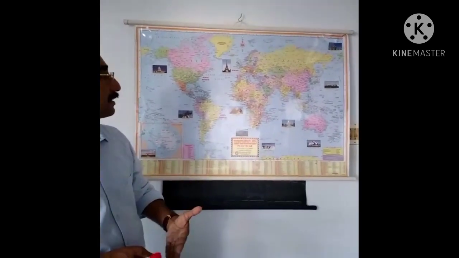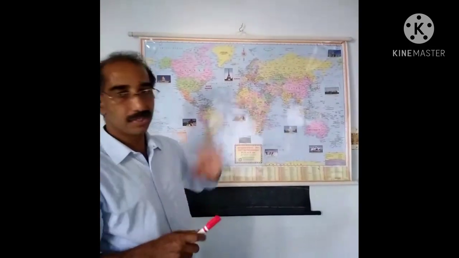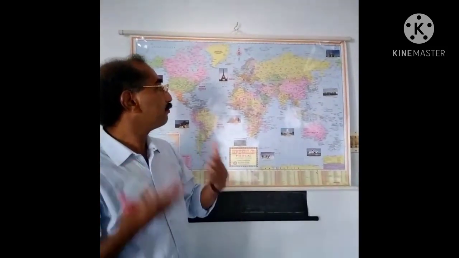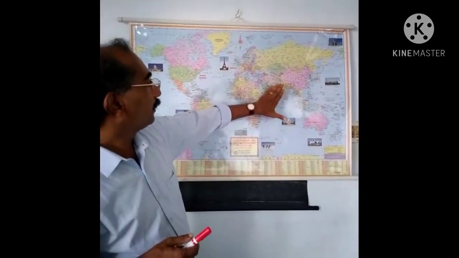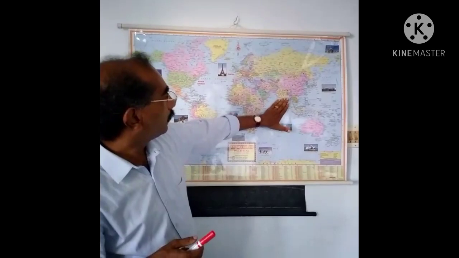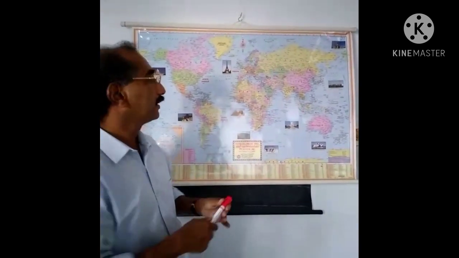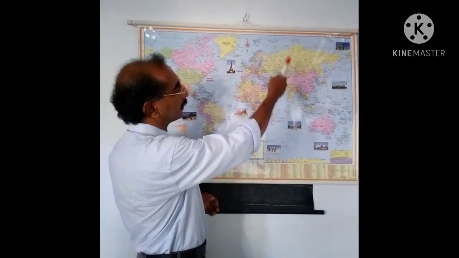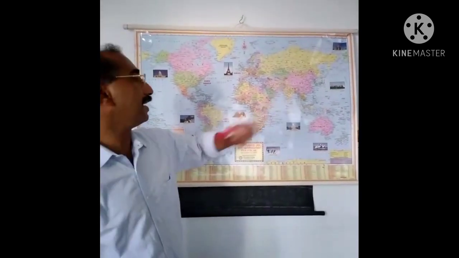So the second reason is uneven heating between the land and the sea. As you know, during the peak of the summer season, April and May, the land will be very hot. Consider the case of India. The Indian subcontinent will be very hot during the peak of the summer. Then the land will be hot, the air will be hot, this hot air rises up and there will be a low pressure created above India.